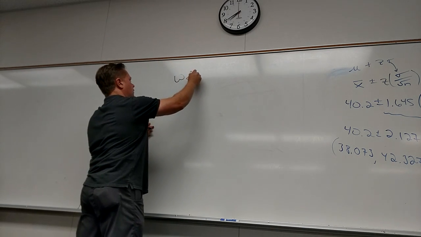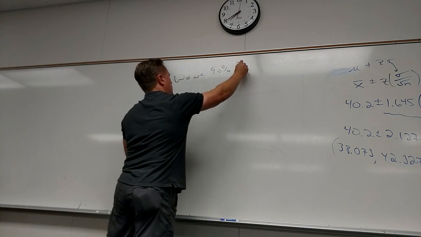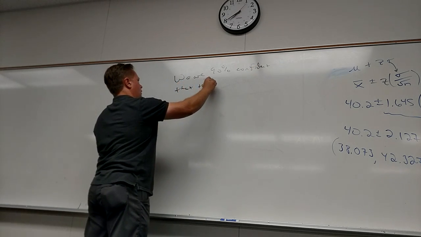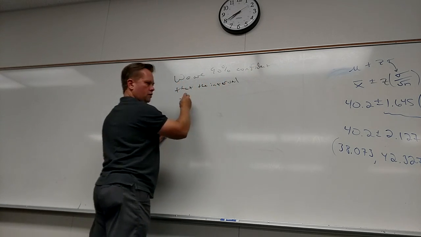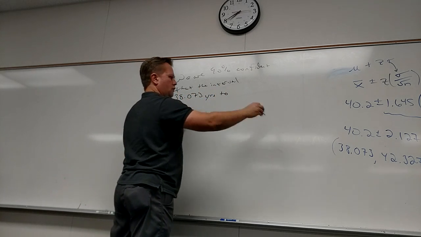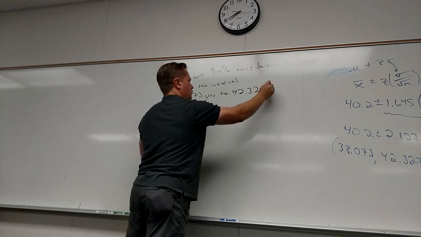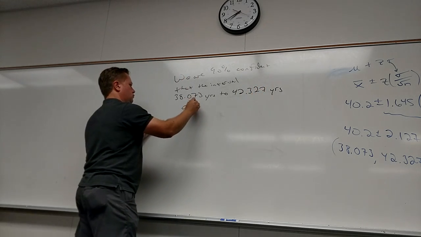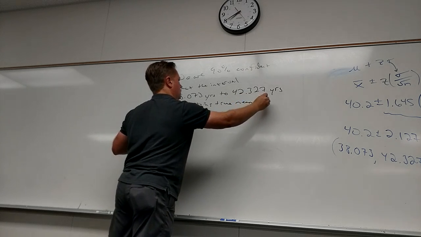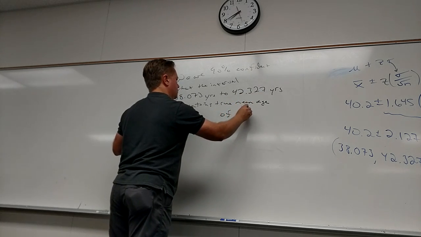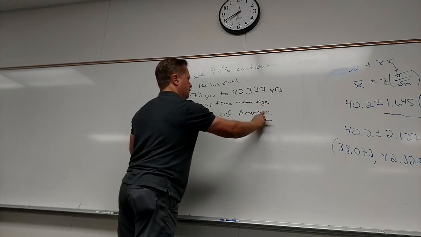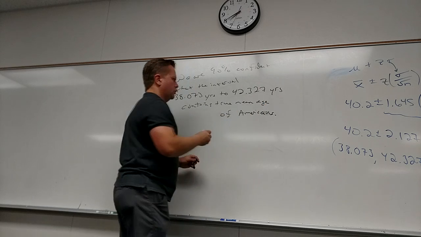We are 90% confident that the interval 38.73 years to 41.7 years contains the true mean age. Bless you. Of Americans. I'm sorry, I thought it was America. Good Lord, Jeff. An American or Americant?